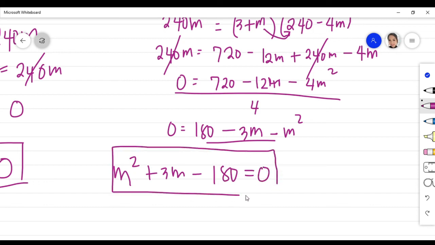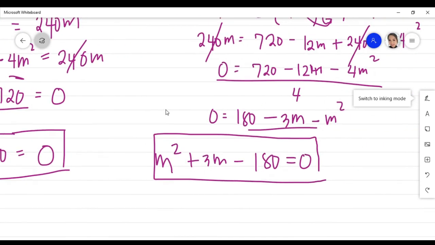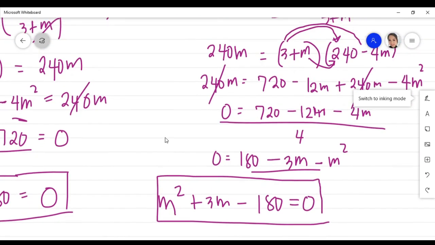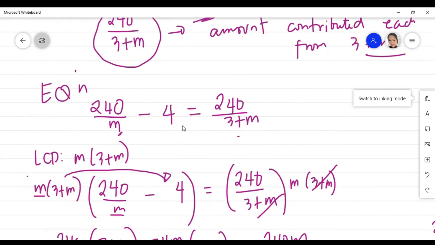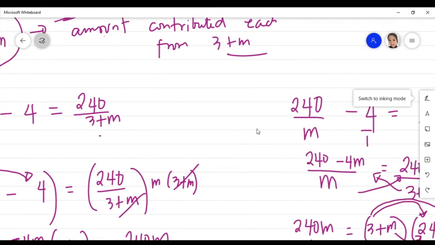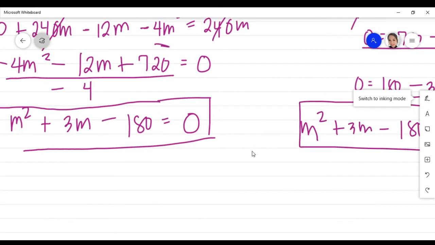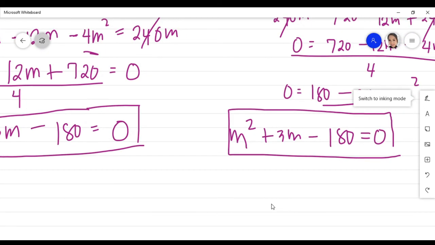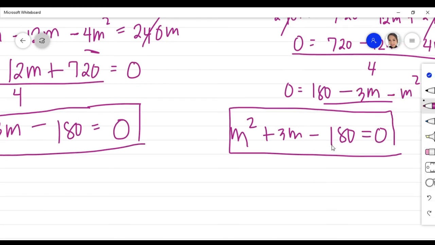So did we have the same quadratic equation? Did we have the same result? Let's compare. Yes, we have the same result, but using different methods. This one is using cross multiplication, while this one is using the concept of LCD. So it's up to you which is convenient for you to use as the method. So we're done with the equation. Our quadratic equation is m squared plus 3m minus 180 equals 0. Let's proceed to finding the roots.